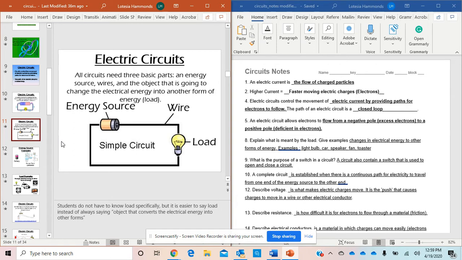Looking at this example, we have our energy source, which is the battery. We have the wires that connect a simple circuit. And then the load is what's going to change that electrical energy. So we're taking the energy from those electrons in the circuit and converting it into light energy. So that's the load. Looking at question eight, and I'm bolding it, it's asking us to explain what is meant by load and then give an example.